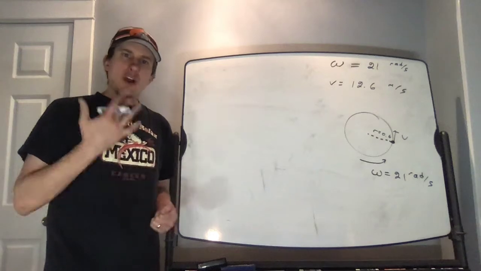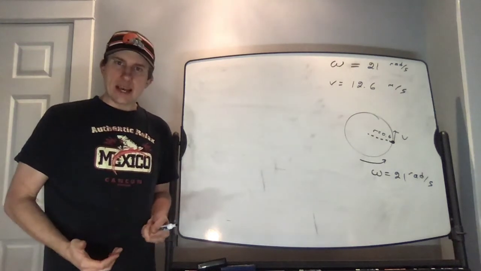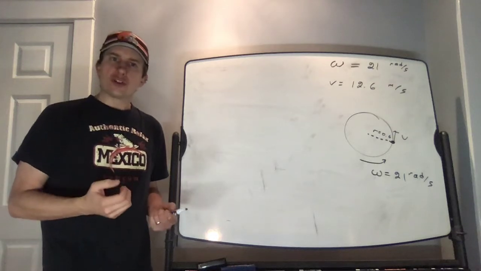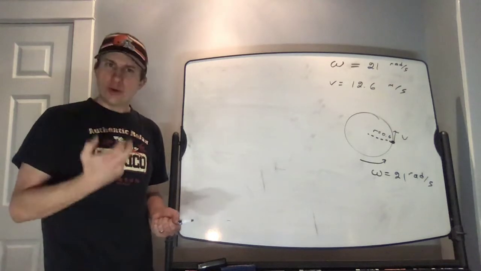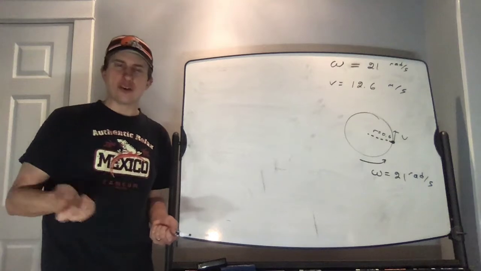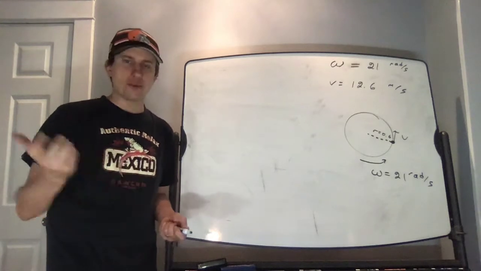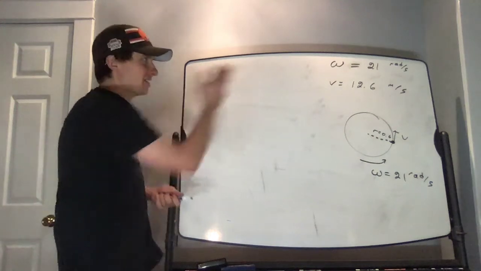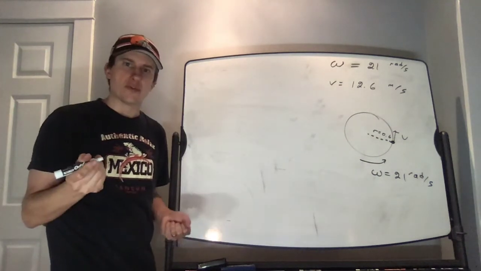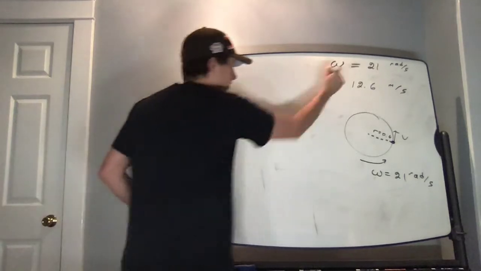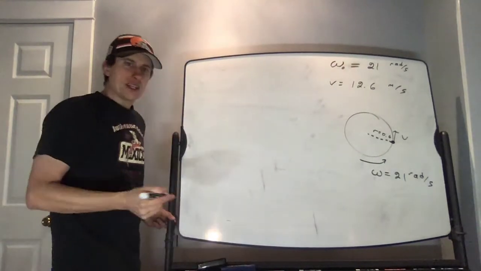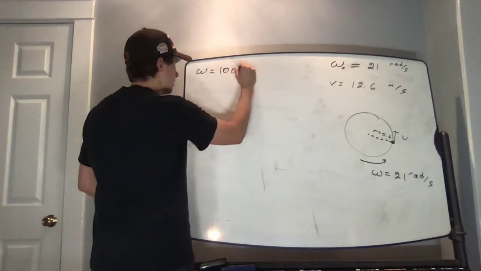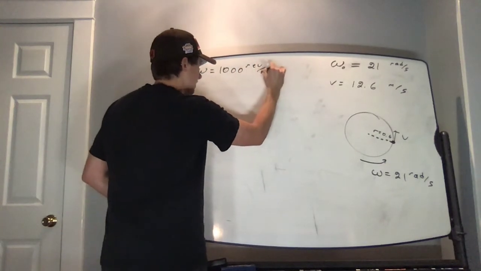We found that right now the wheel is spinning at a rate of 21 radians per second, but we want the wheel to spin up faster. We want the wheel to reach an angular velocity of 1,000 revolutions per minute in 60 seconds. Because this is the current angular velocity of the wheel, I'm going to call this omega initial. What we want is omega final to be equal to 1,000 revolutions per minute.